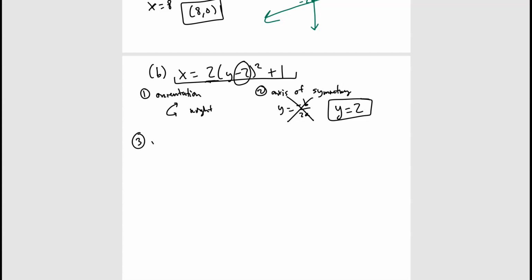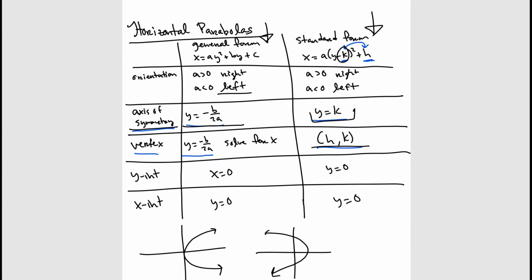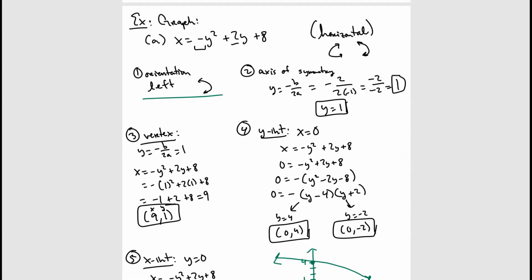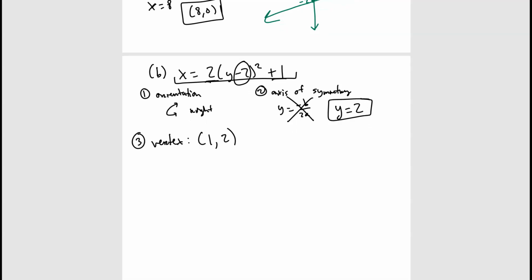For number 3, we're looking for the vertex. And if you look, the vertex is going to be h, k. Here's the h and here's the k. It's going to be the outside number first and then the inside number. So the outside number first is 1 and the inside number is going to be 2, the opposite of that.